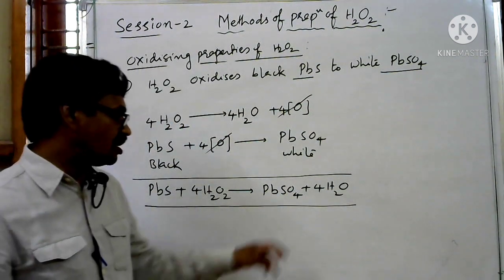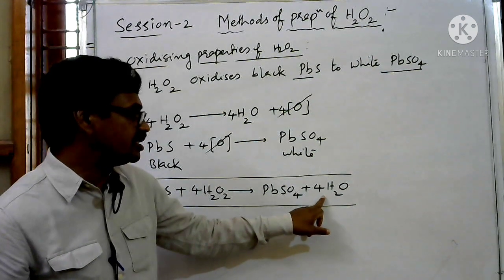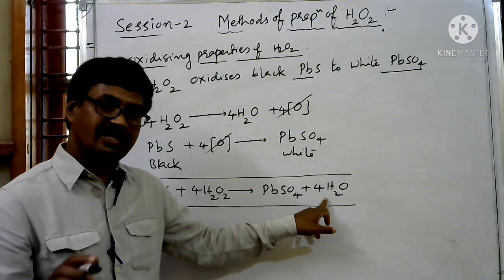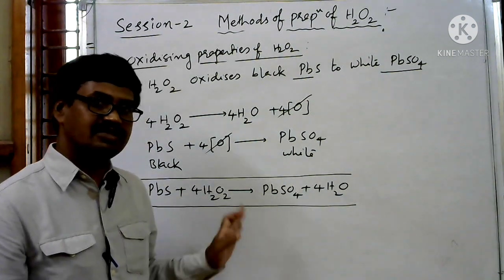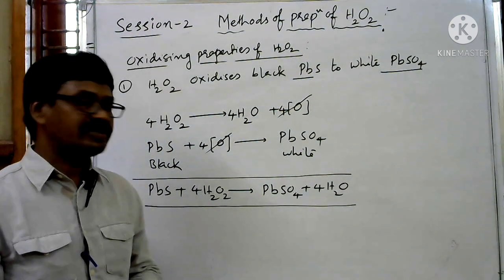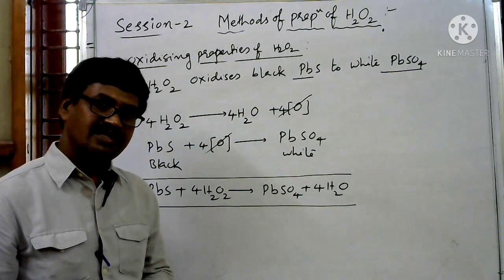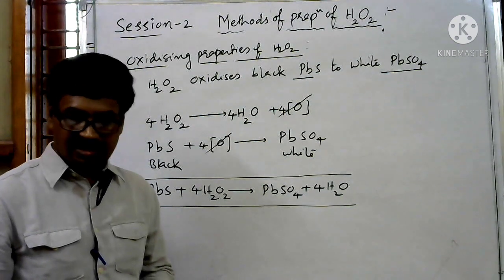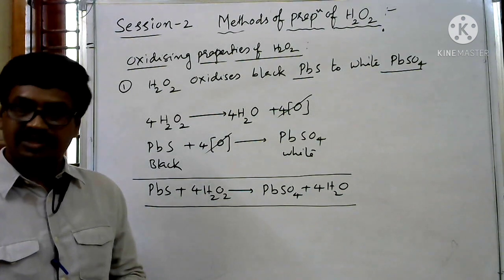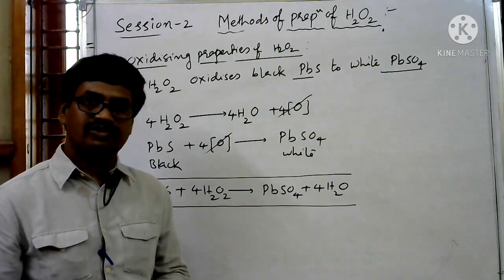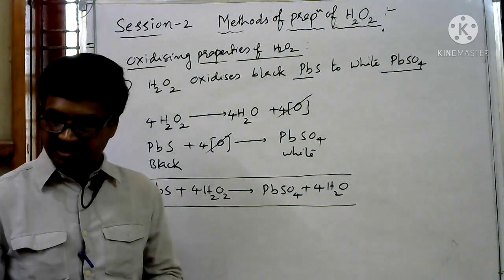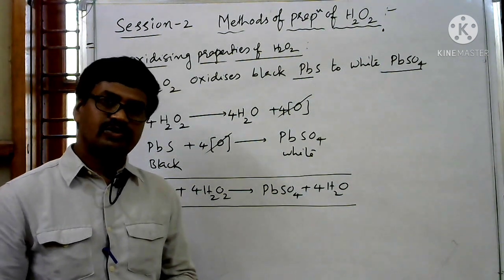In oxidizing properties, you can always remember that on the product side, along with the main product, water will be formed. If you observe water, then it is an oxidizing property. If you observe oxygen, then it is a reducing property. So this is one reaction. Some more reactions are there: it oxidizes potassium permanganate to a manganese salt, ferrous sulfate to ferric sulfate, potassium dichromate to a chromic salt, and potassium iodide to iodine.